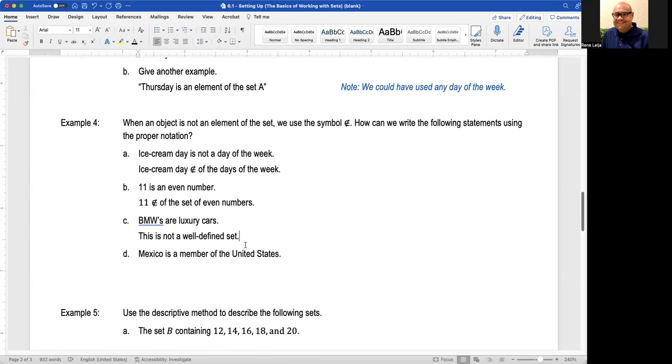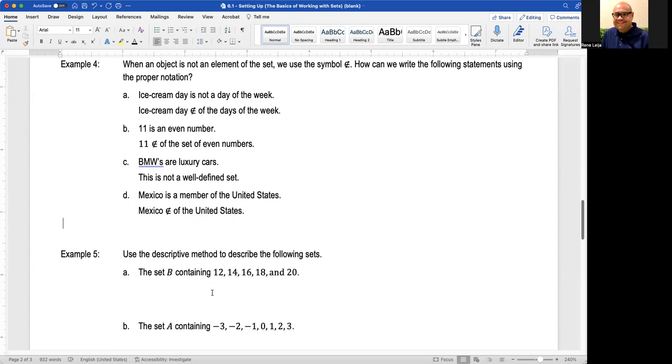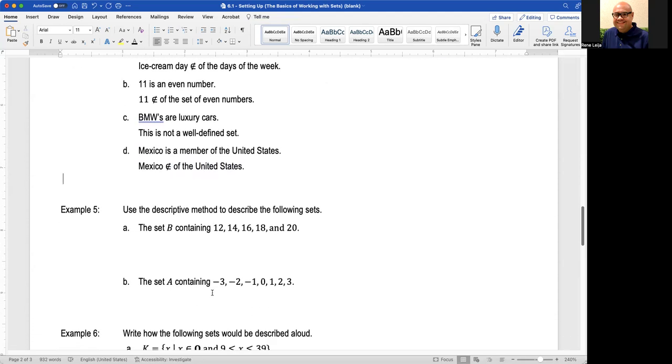So we cannot answer, excuse me, I cannot rewrite it using that symbol because it's not a well-defined set. Mexico is a member of the United States. Well, we know that's false. That is not a true statement. So we can say that Mexico is not an element of the United States. Okay, so it's really easy.